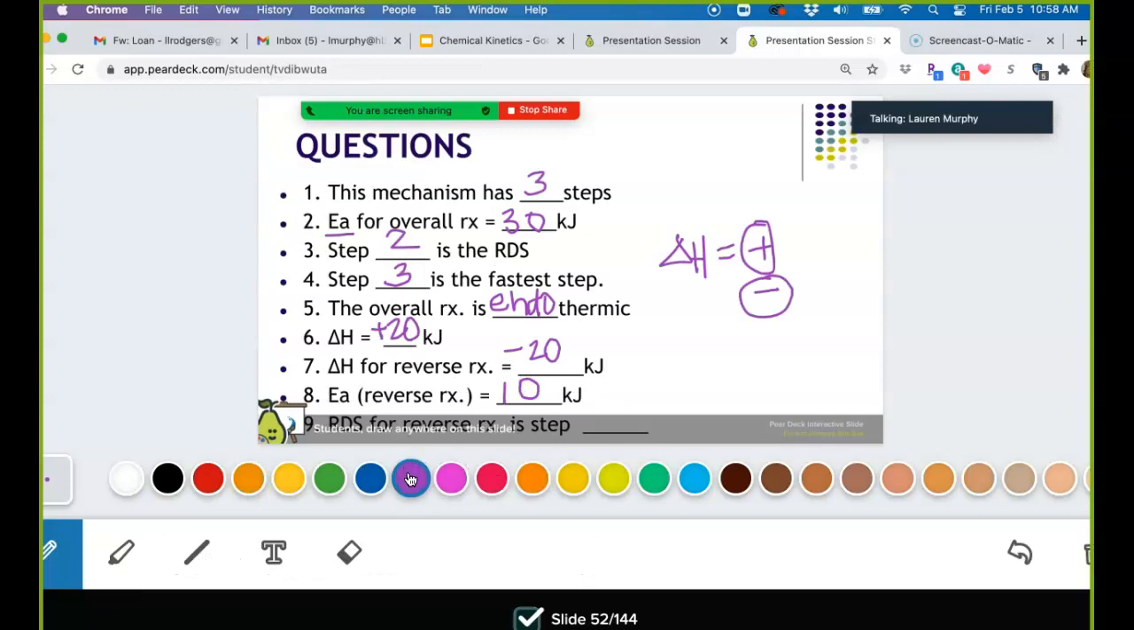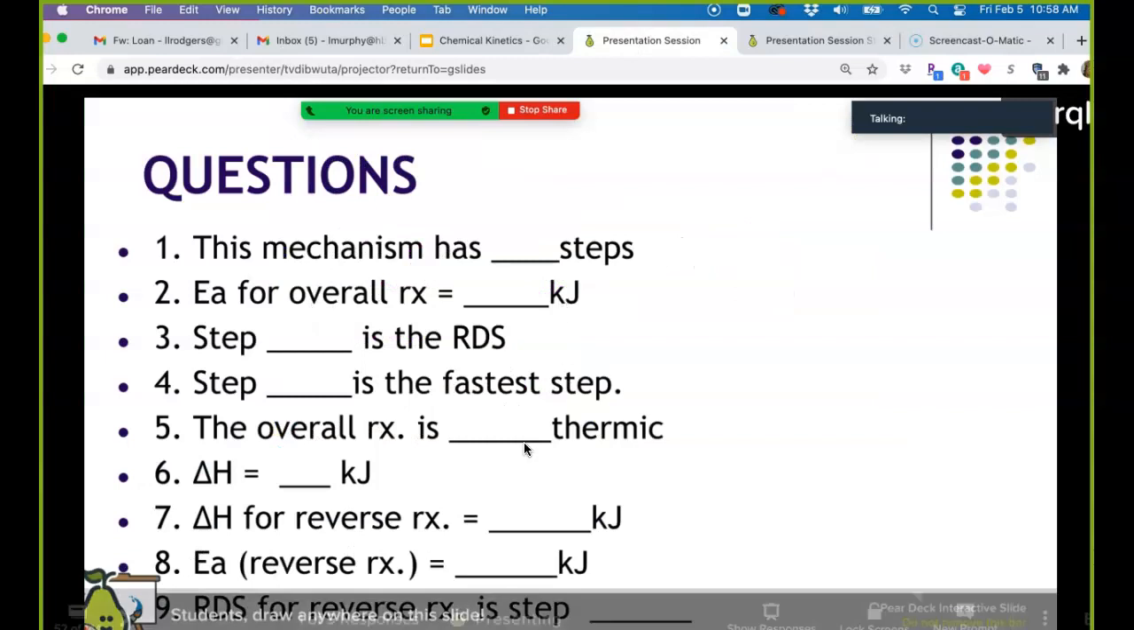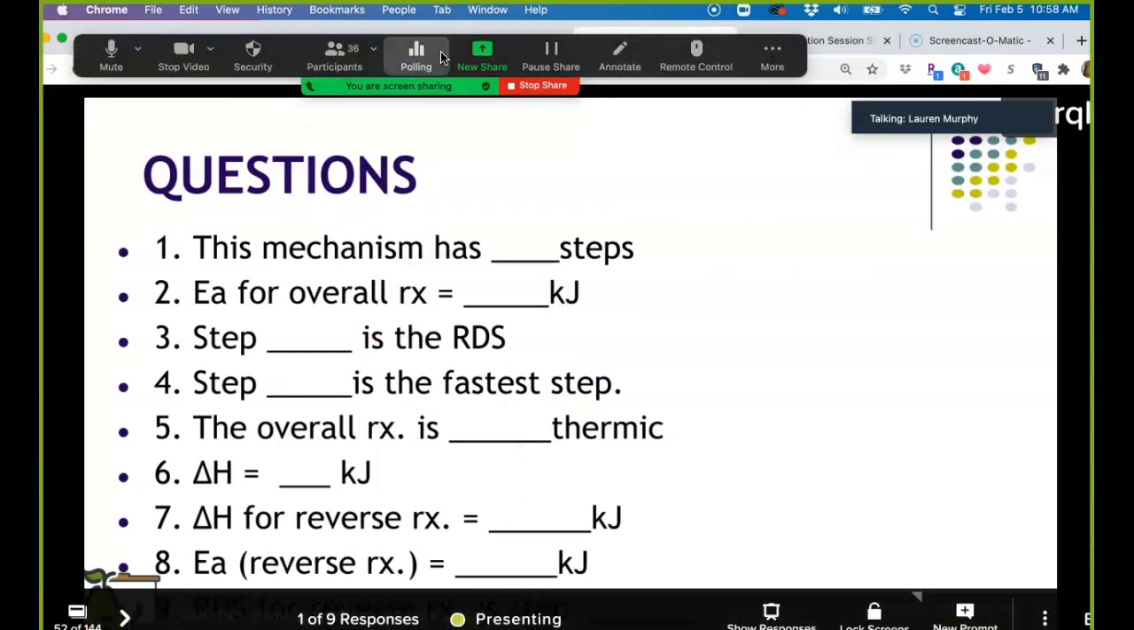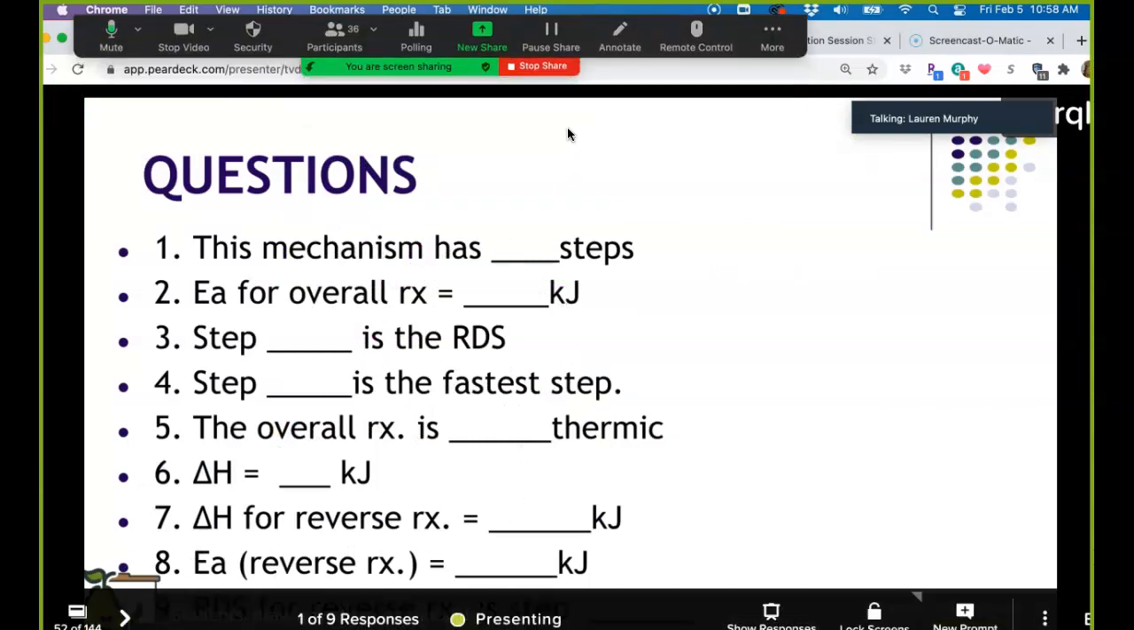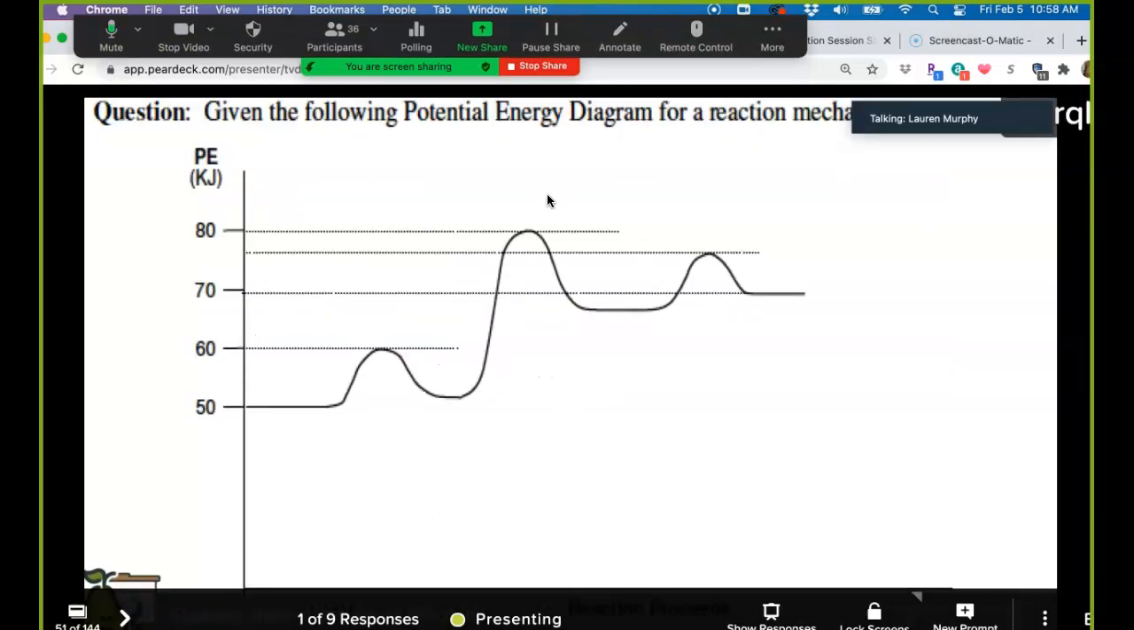And then again, the rate determining step for the reverse reaction is still the second step because it's still the biggest hill even when you're going backwards. Okay. Any questions on a potential energy diagram that just has more than one step?